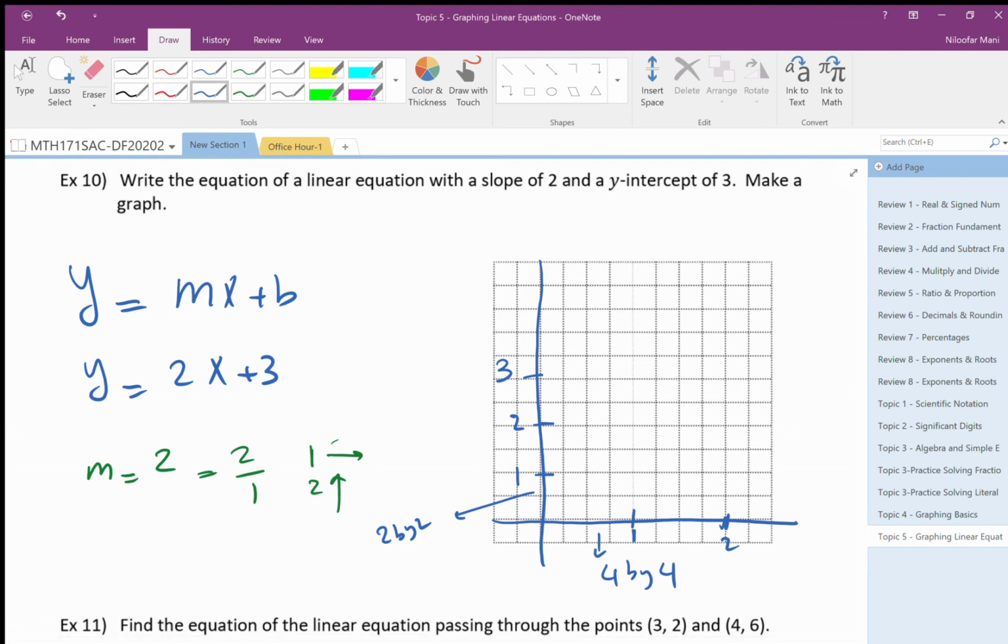So I find the y-intercept first. I need to make sure that I have space to do my move. Then I go 1 unit to the right, and then I go 2 up. So 1 and 2. And then I can connect them. Right? Maybe I can do some other ways.